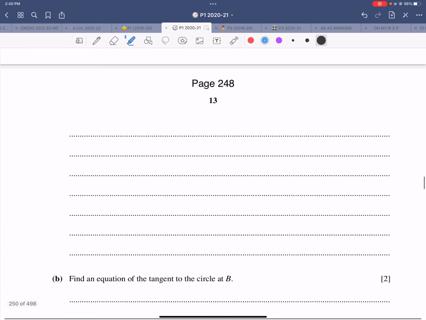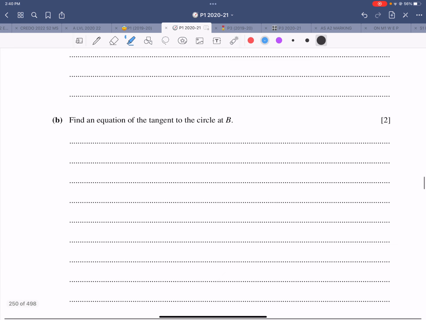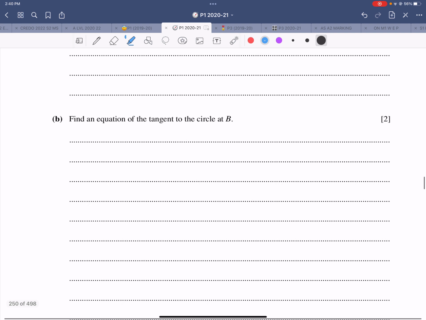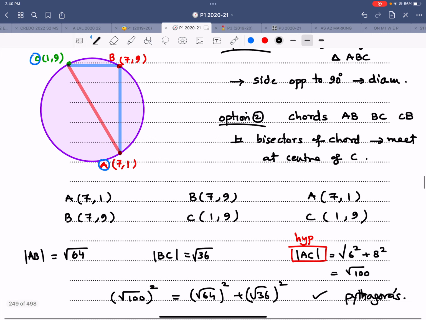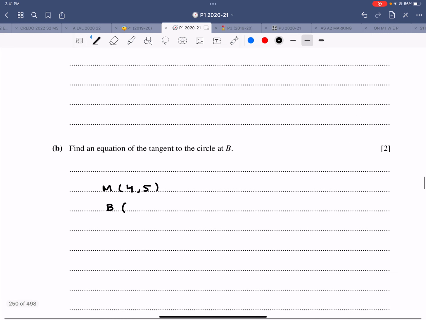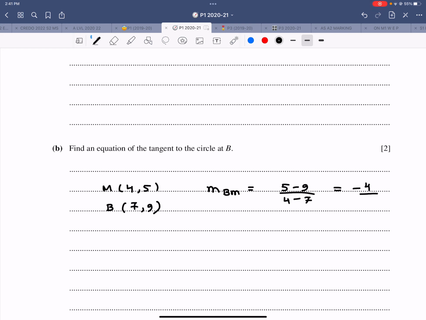Next part. Find the equation of the tangent to the circle at B. I have the midpoint 4, 5. I have point B. What is B? Midpoint to B. B is 7, 9. Let me calculate this gradient. Gradient of BM is 5 minus 9 over 4 minus 7. 5 minus 9 is negative 4. 4 minus 7 is negative 3. So that comes out to be 4/3.